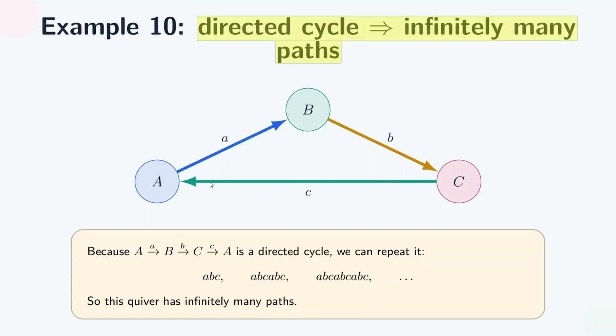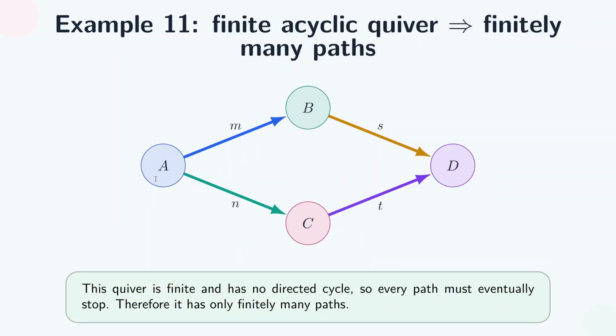Now let us contrast that with a different situation. Suppose the quiver is finite, and suppose it has no directed cycle. Such a quiver is called acyclic. What happens then? Because there is no directed cycle, once we move forward along arrows, we can never keep circling back forever. Eventually, every path must stop. There is simply no way to keep extending it indefinitely. And because the quiver has only finitely many vertices and arrows, there are only finitely many possible paths altogether. So a finite acyclic quiver has only finitely many paths.